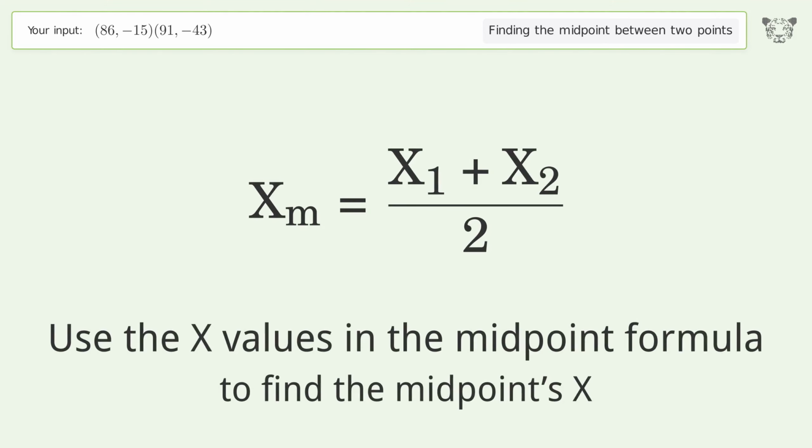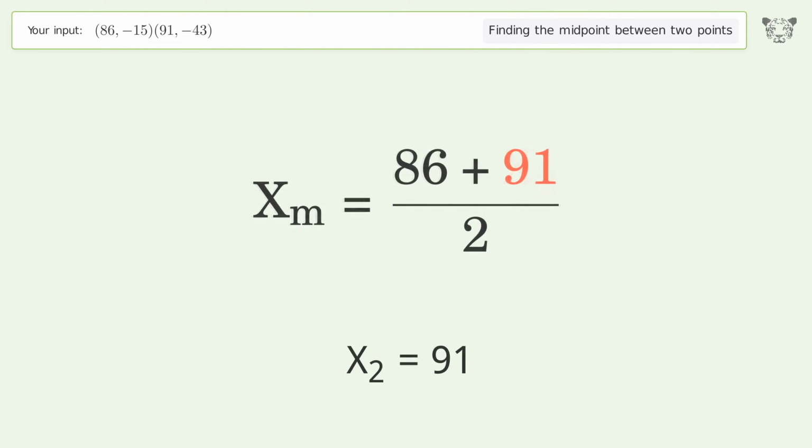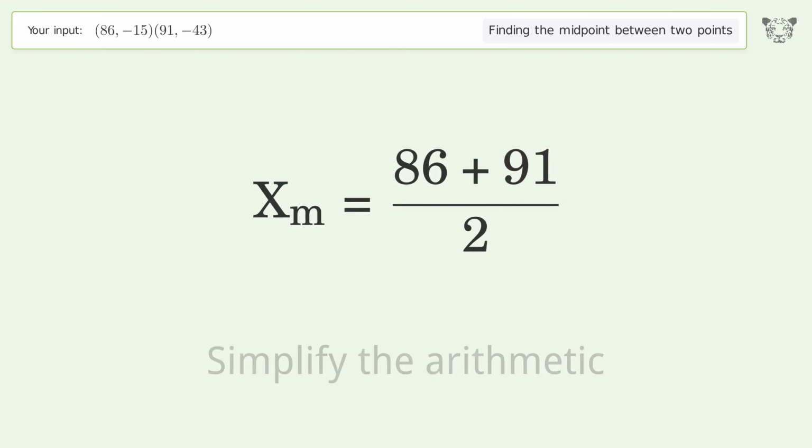Use the x values in the midpoint formula to find the midpoint's x. x1 equals 86. x2 equals 91. Simplify the arithmetic.